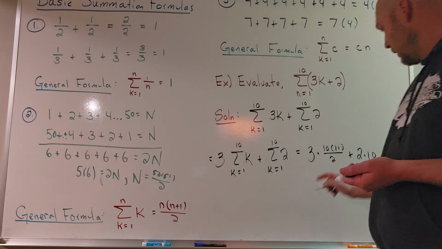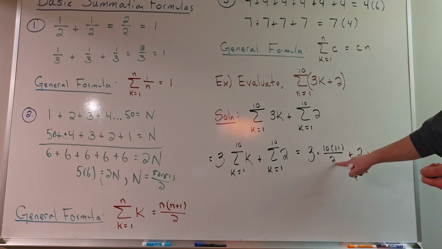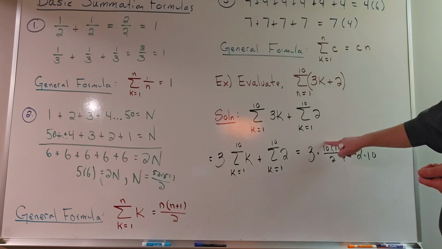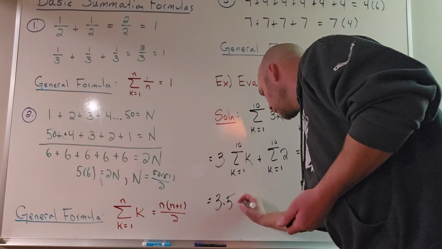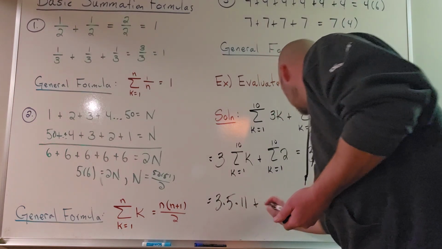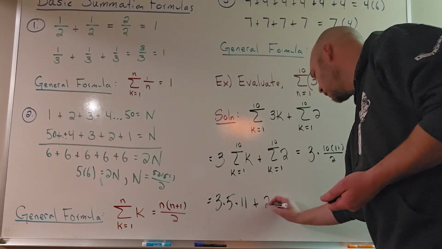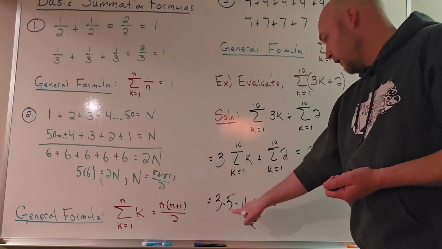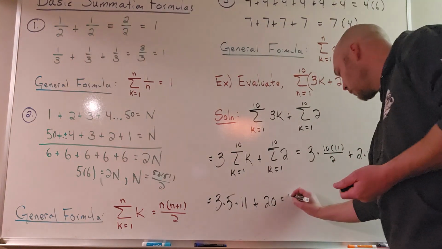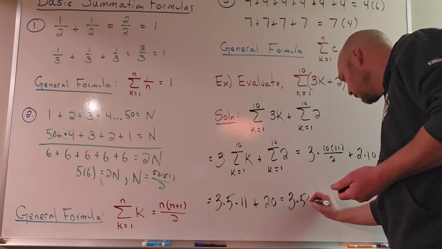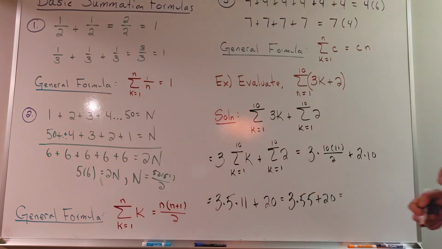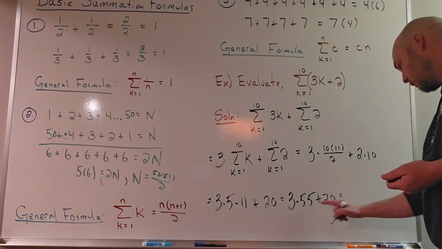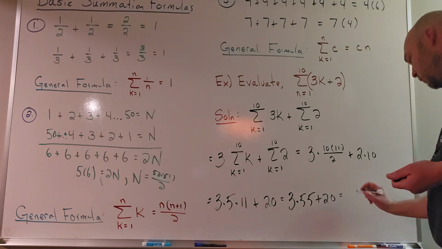And then evaluate. Let's see, 10 over 2 would be a 5. And then that would be 5 times 11. This gives me 3 times 5 times 11 plus 2 times 10, which is 20. 5 and 11 would be 55. So that would be 3 times 55 plus 20. 3 and 55 would be 165. So this would be 165 and 20, which would be 185.